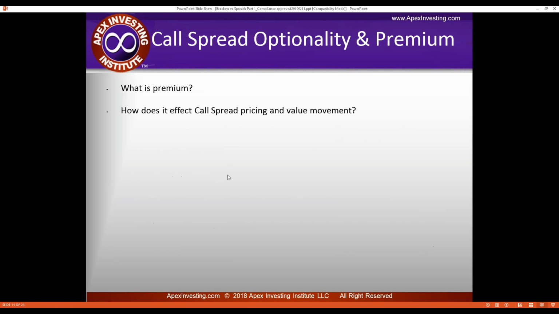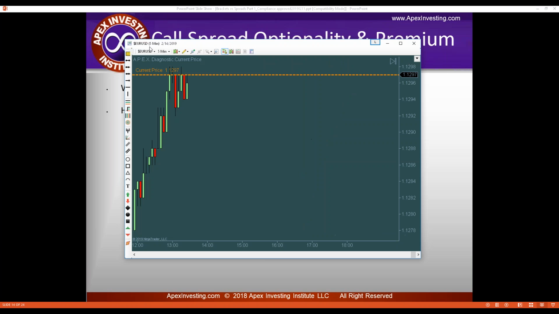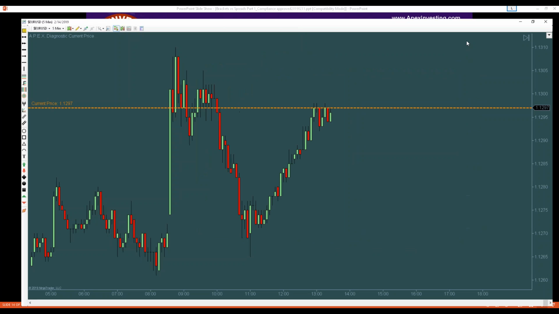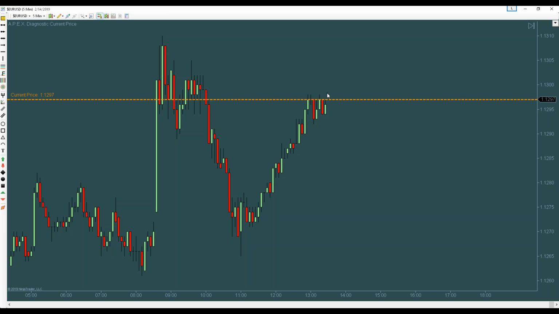Okay, so we talked a little bit about premium and how it affects the pricing. It's very simple. You have to realize, let's just look at it on a chart here real quick.